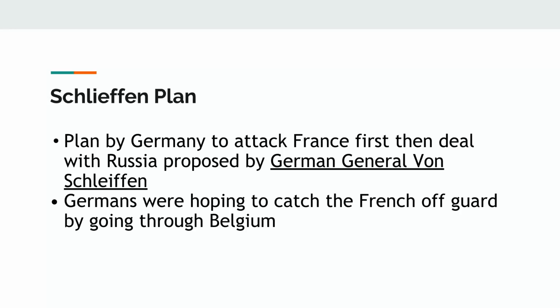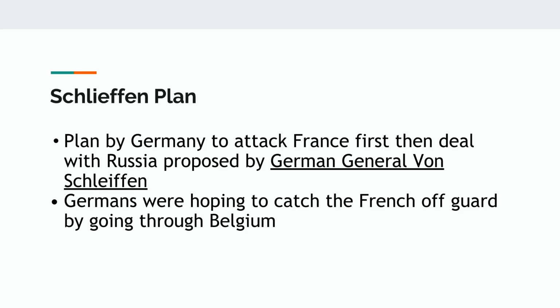The plan at the beginning for the Germans, once this war started, was to use something known as the Schlieffen Plan. The Schlieffen Plan was proposed by General von Schlieffen, who said that he believed that Germany should attack France first and then deal with Russia later. The Germans were hoping to catch the French off guard by going through Belgium and initiating this attack. Belgium was a neutral country, meaning that they didn't take sides with anyone. But the Germans went into Belgium anyway.